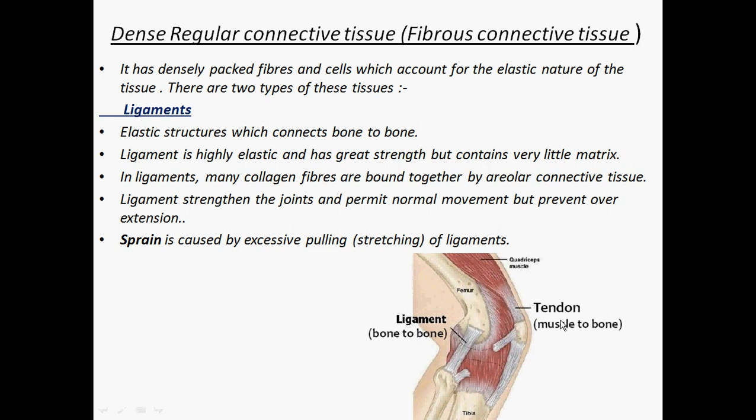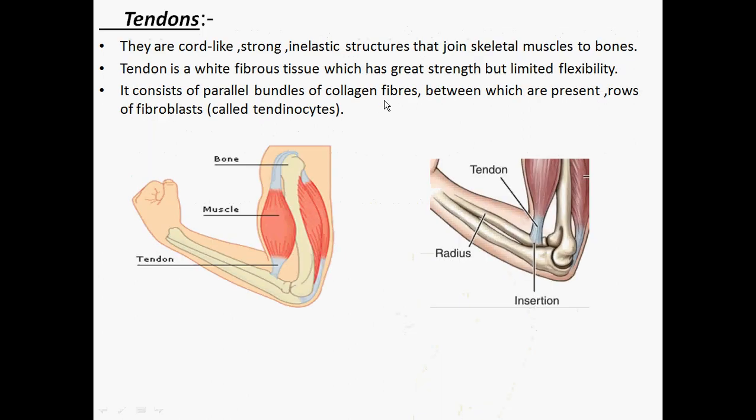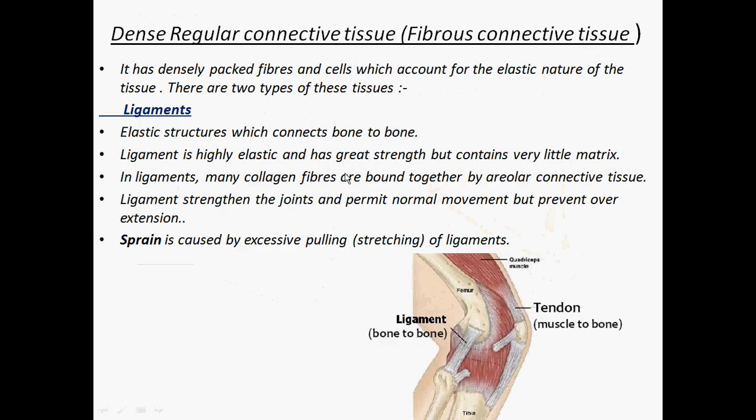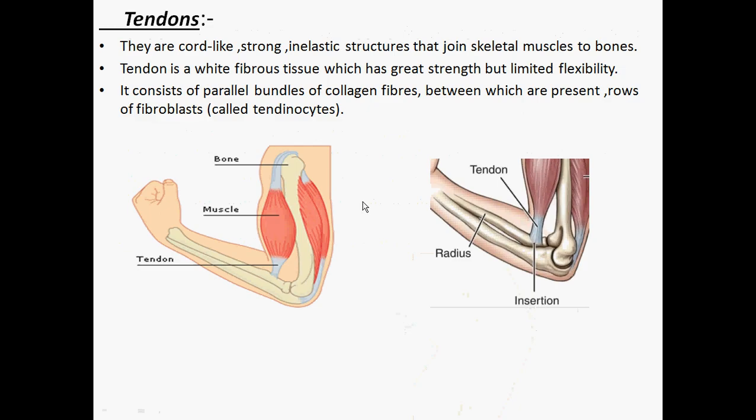So this is the final conclusion about dense regular connective tissue, which includes ligaments and tendons. The ligaments contain collagen fibers, and the tendons also contain collagen fibers in parallel bundles present between rows of fibroblasts. Both provide good strength to the joints, but they contain very little matrix, and they are highly elastic in the case of ligaments, but inelastic in the case of tendons.